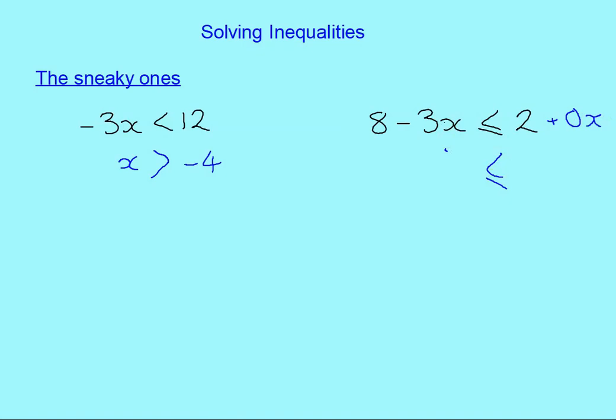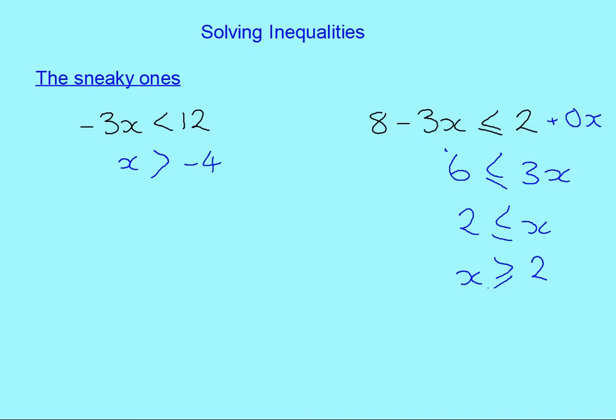So I'm going to add 3x to both sides. And because I'm collecting the x's here, this number term here, the 2, that's got to go. So subtract 2 from both sides. Divide by 3. And that upsets me that way around. So I'm going to pop them the other way. So I have to change the sign.